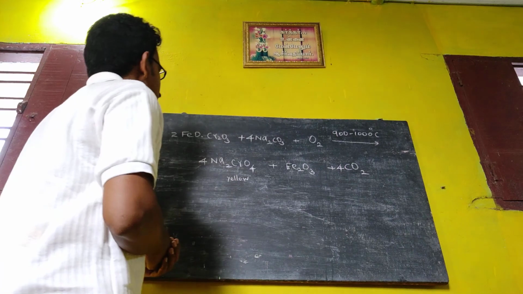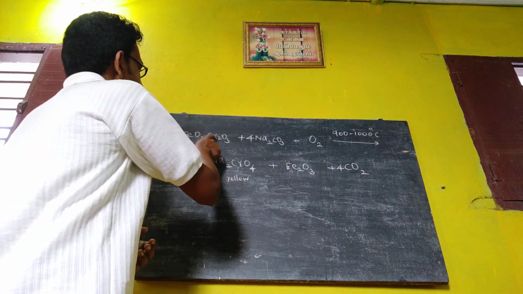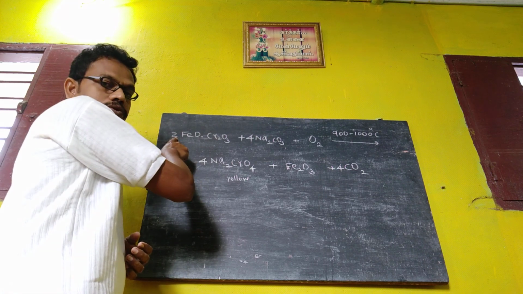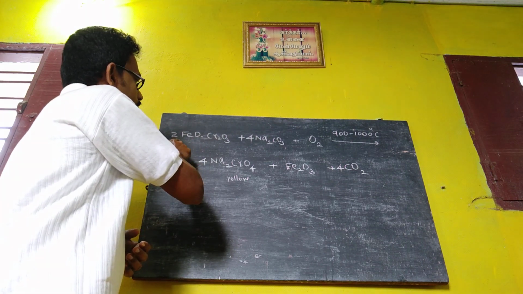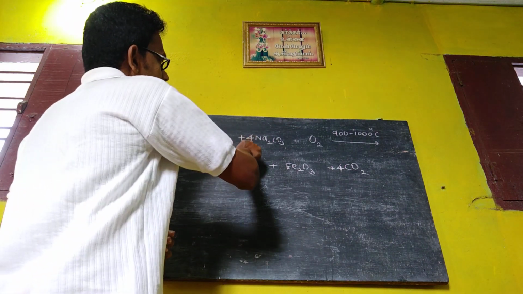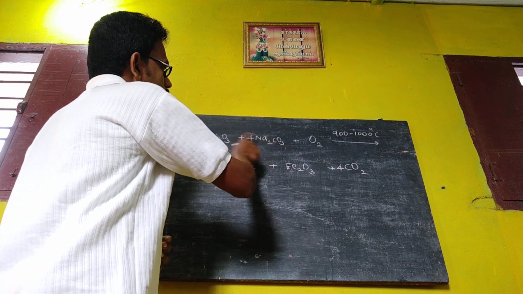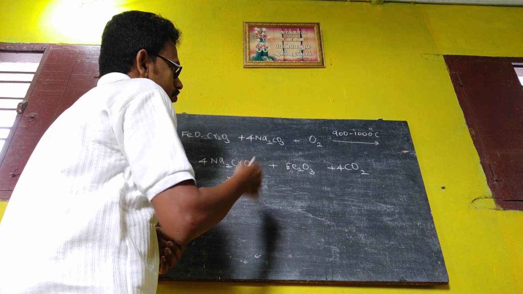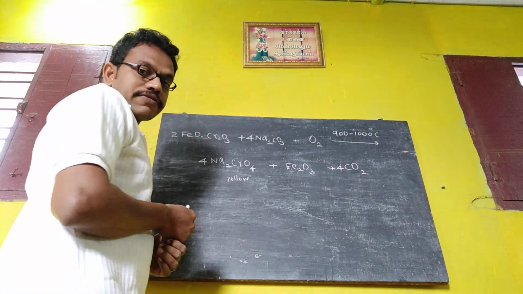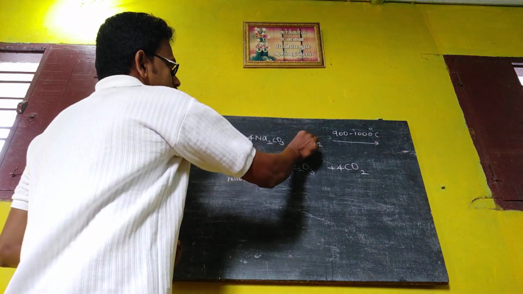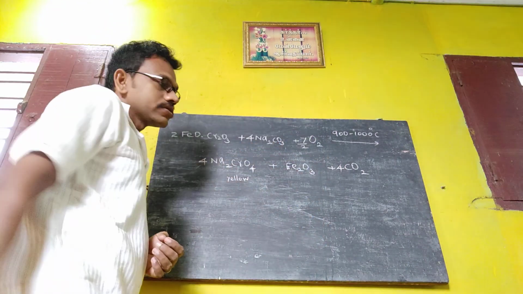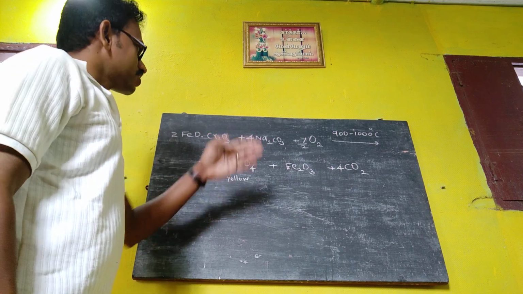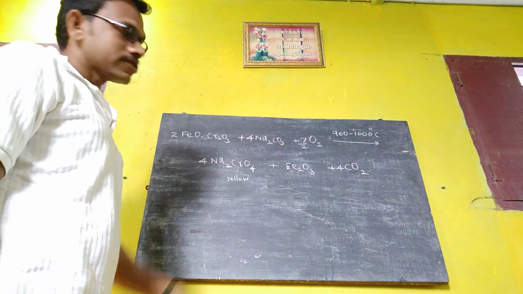Here we see the oxygen. So 1 plus 3, 4. Different 1, 2. So 4 into 2, 8. 8 here, 4 into 3, 12. So 8 plus 12, 20. So we need remaining 7. So I put 7 here, 7 by 2 we can write. These two cancel. So the balanced equation we can write like this.